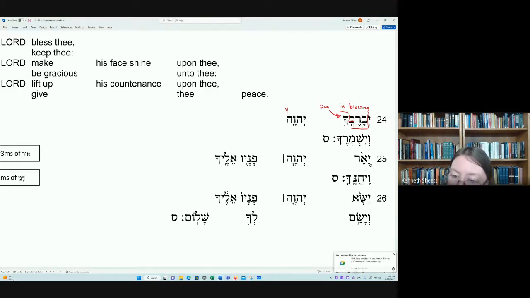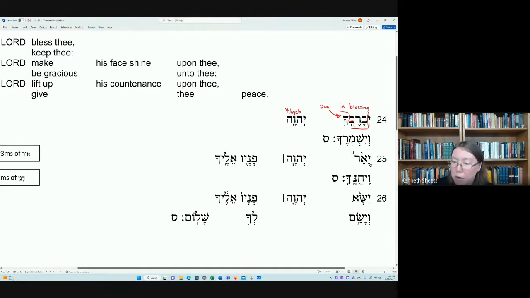So thus you can see Yihya is blessing you. And then we also have V'yishmareka. Notice that we do have the vav conjunctive here on an imperfect verb with the second masculine singular pronominal suffix on the verb shamar, which is the idea of to keep. So thus we have then and he, meaning Yihya, is keeping you.